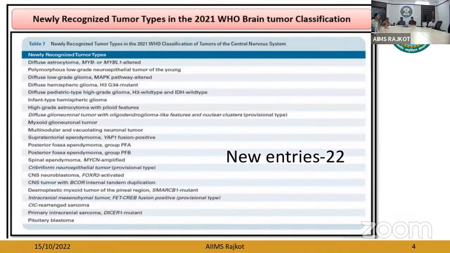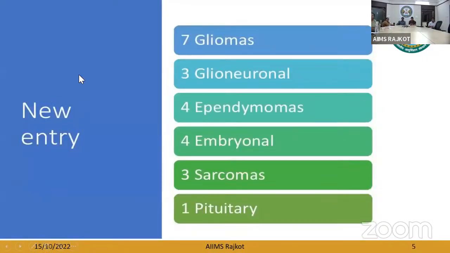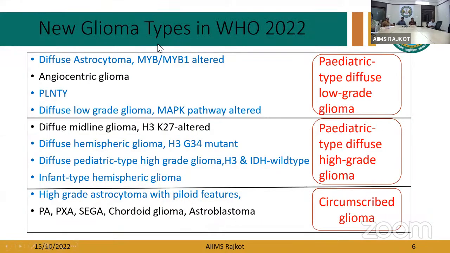So these are the new 22 CNS tumors, but today we will talk about only the first 3 tumors. These 22 tumors include 7 glioma, 3 glioneuronal, 4 ependymoma, 4 embryonal, 3 sarcoma, and 1 pituitary tumor. And the new 7 glioma are 3 from pediatric type diffuse low-grade glioma, 3 from pediatric type diffuse high-grade glioma, and 1 from circumscribed glioma.